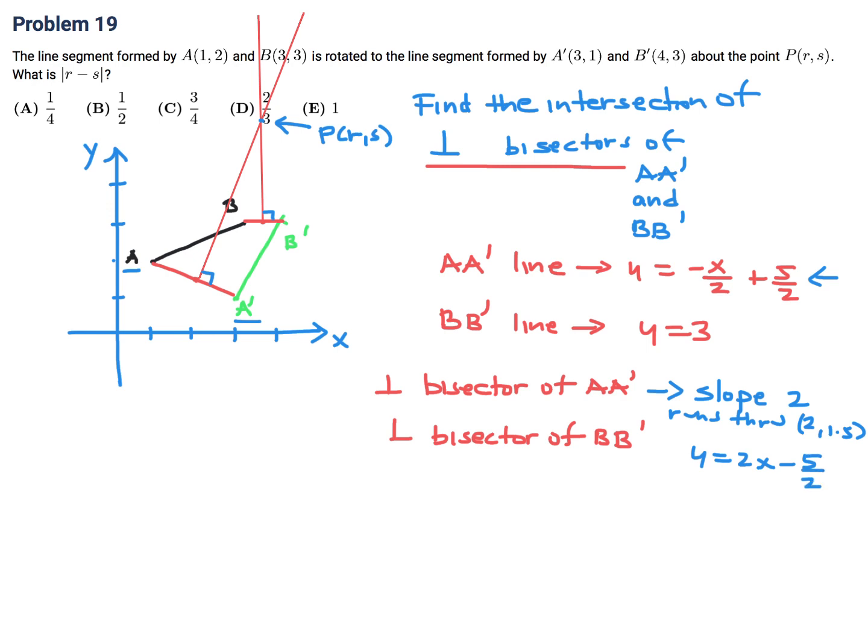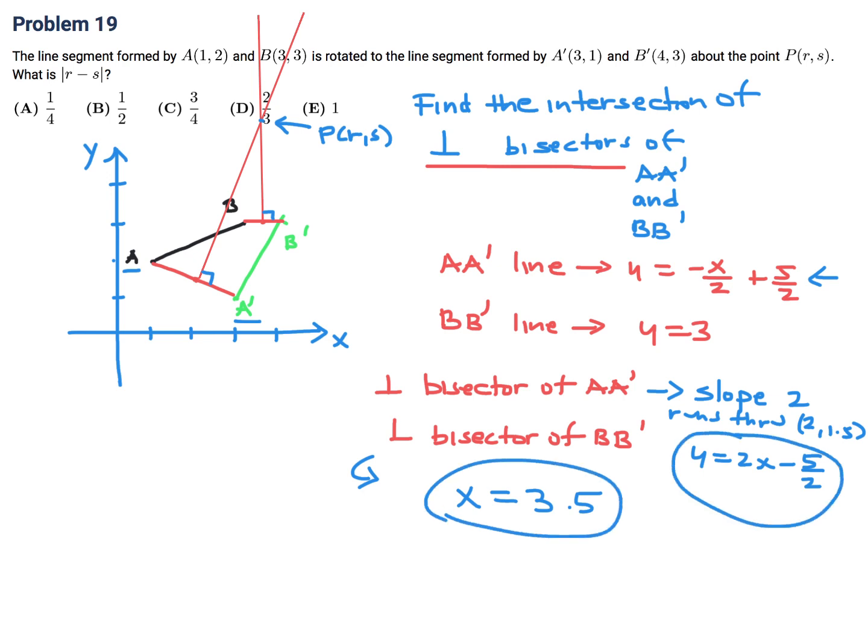Okay. And similarly for this guy, the slope is, well, it's straight up and down, actually. So that is even easier because it would just be x equals something, and it would equal the midpoint of B and B prime, which I think is 3.5, right? B and B prime? Yeah, 3.5. So there you go. To get the intersection, we just equate them. So y is equal to 2x minus 5 over 2. Well, x is equal to 3.5, so substitute that in. And then this would be what? 7 minus 2.5 is 4.5.